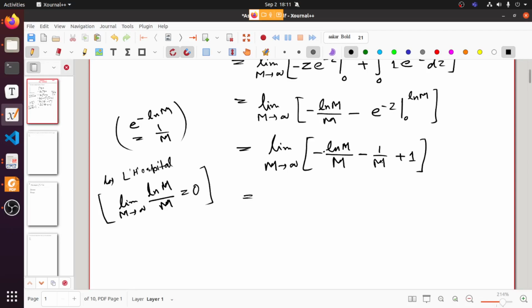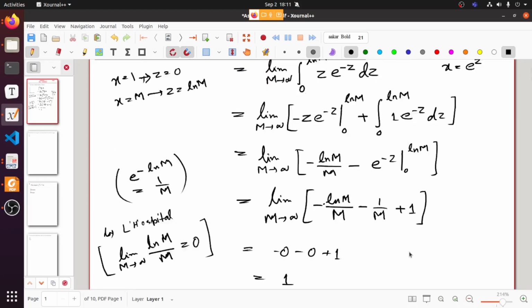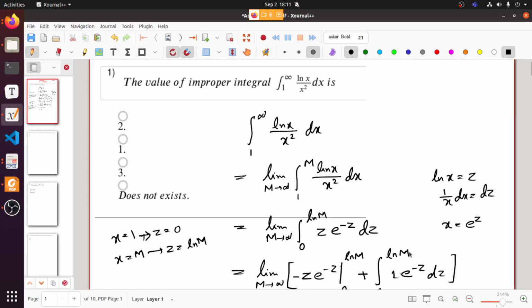So, 1 by m again goes to 0, so this will be 0 minus 0 plus 1, meaning it's 1, right? Both the first and second term go to 0 as m tends to infinity, so 1 only remains. So the value of the improper integral is 1. So which option is correct? Option 2 is the right answer.